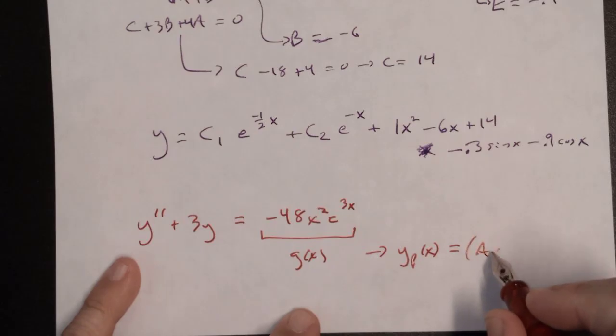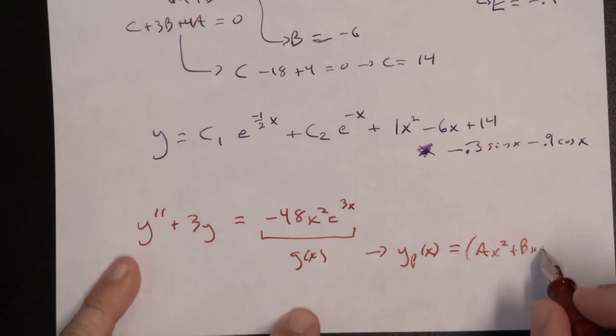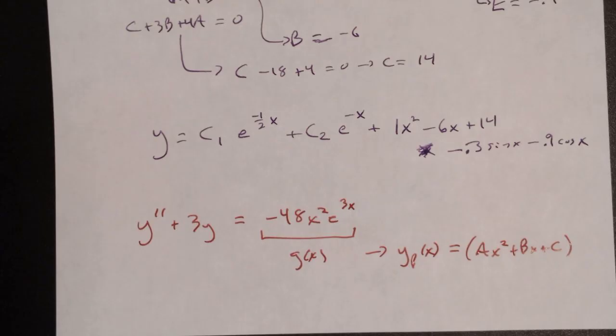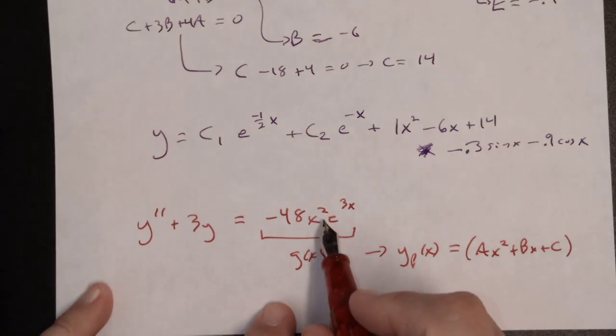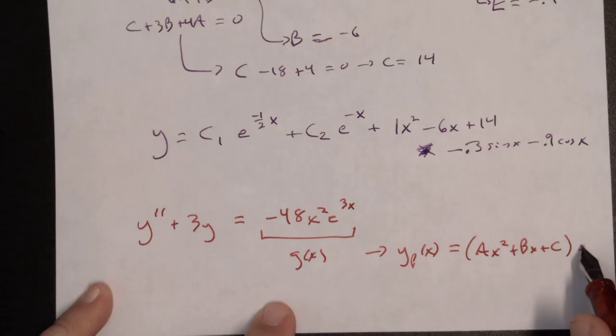I should get ax squared plus bx plus c. And from the e to the 3x, the derivative of e to the 3x is e to the 3x, right? But that's a coefficient. So really, when I start doing the derivative of e to the 3x, I get more e to the 3x's. And so I should get an e to the 3x part. But since these parts are multiplied, so are these.